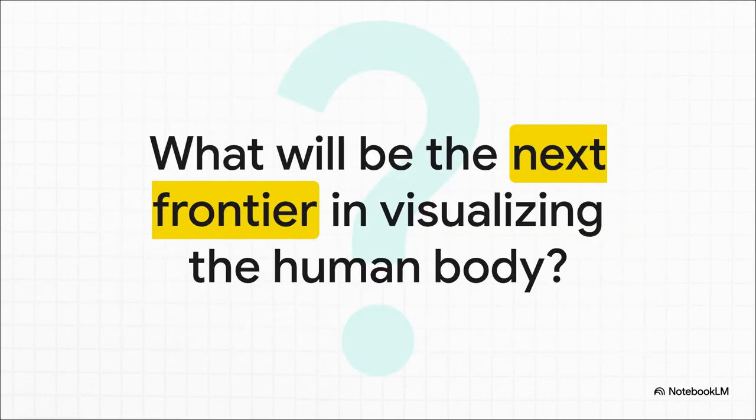Which leaves us with this really fascinating question for the future. We've pretty much mastered the slice, the static image. But as technology just keeps marching forward, what's next? Are we talking about real-time functional imaging, being able to see down to the cellular level? What's going to be the next great leap in how we see ourselves?